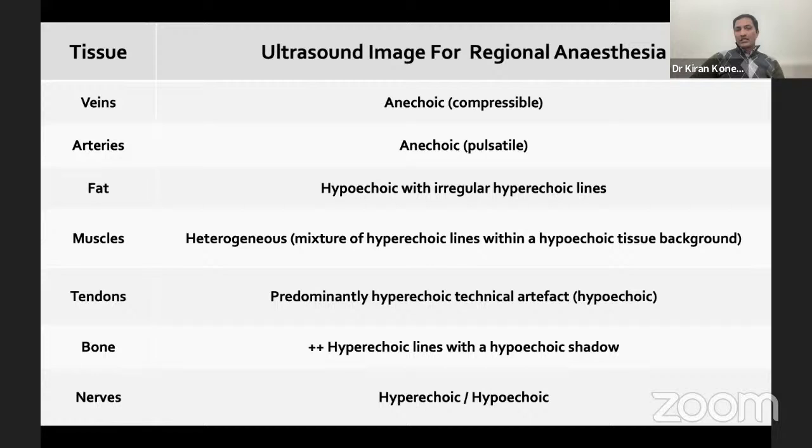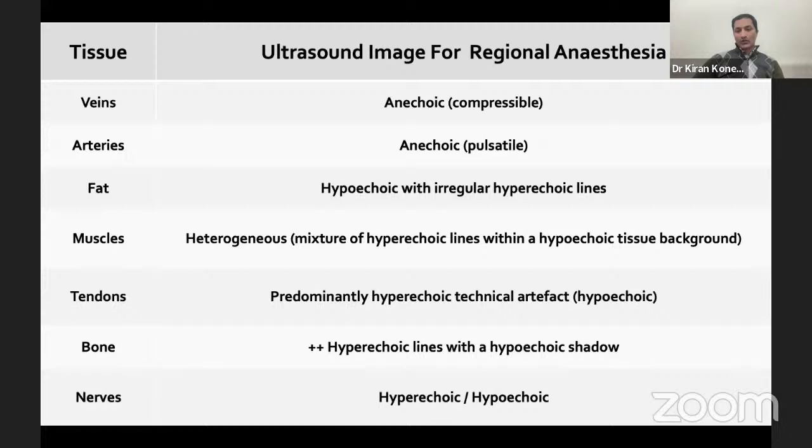Tendons are predominantly hyperechoic, partly because of a technical artifact, and also because they have reflective tissues similar to the bones. Bones are most of the time hyperechoic, more than any other tissue that you see, combined with a hypoechoic shadow usually hidden underneath. Nerves, which are our targets, are usually hyperechoic in certain areas and hypoechoic in others. Their character depends on various anatomical structures, which I'll show you in a second.